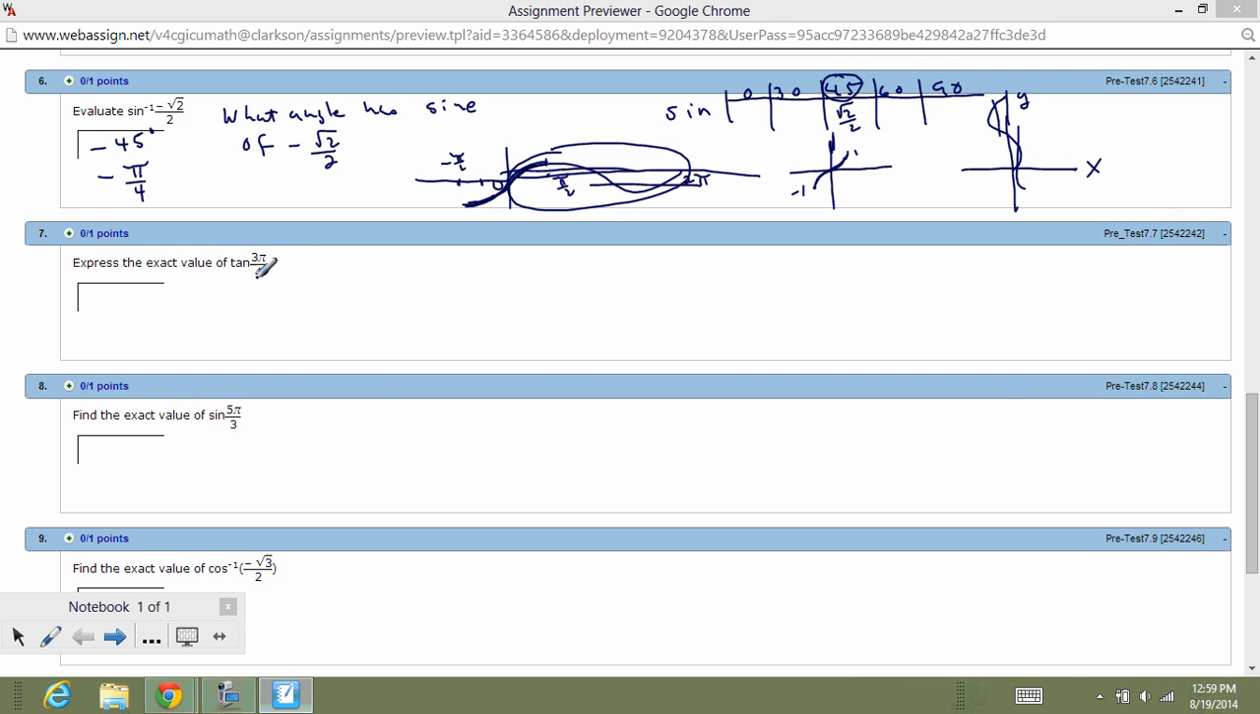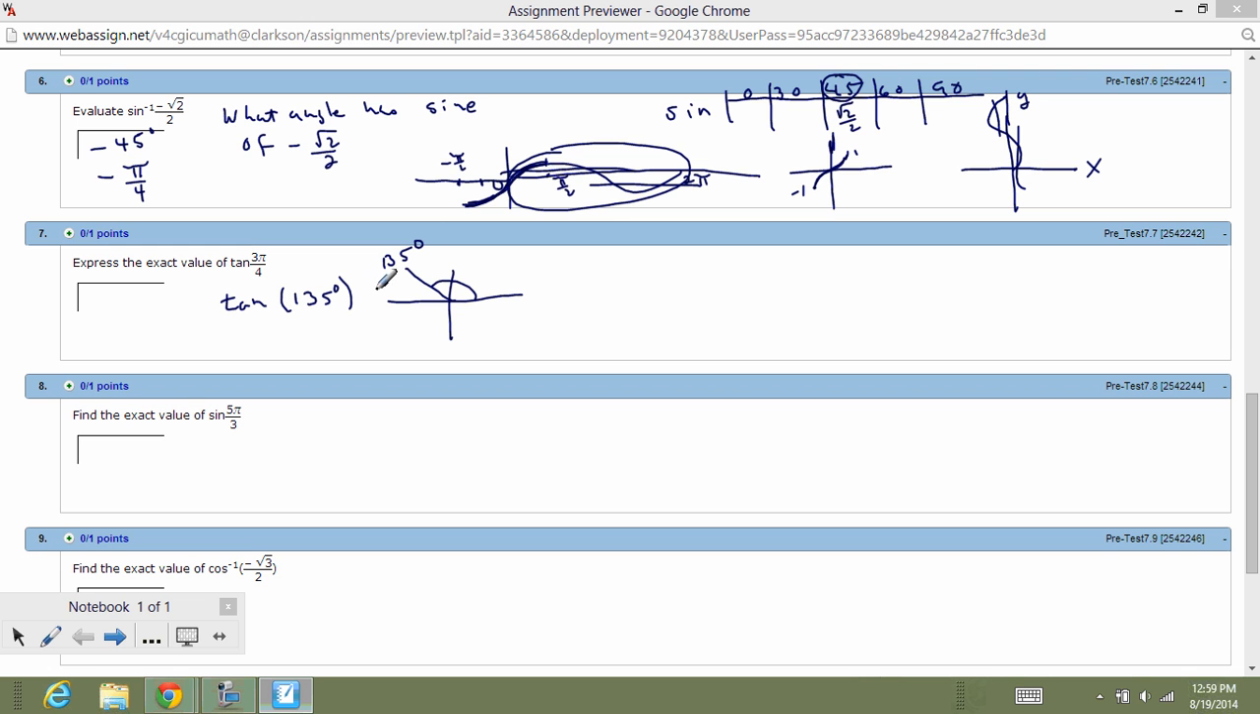Number 7 is more straightforward. It's back to evaluating the tangent of 3 pi over 4. And tangent of 3 pi over 4 corresponds to, if you want to use degree measure, tangent of 135 degrees. And 135 degrees, of course, lands in the second quadrant. There's 135 degrees.